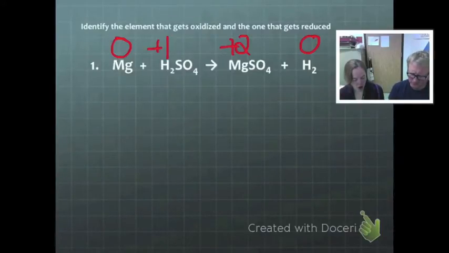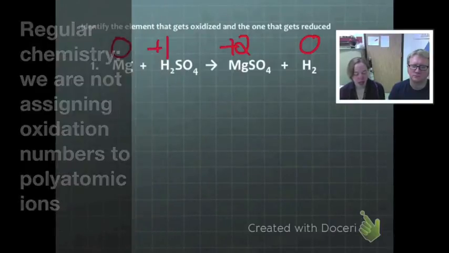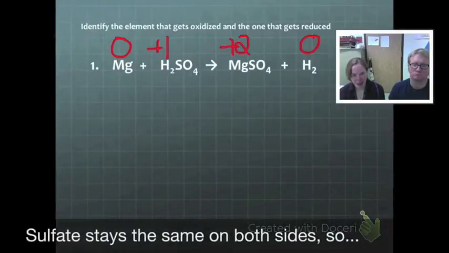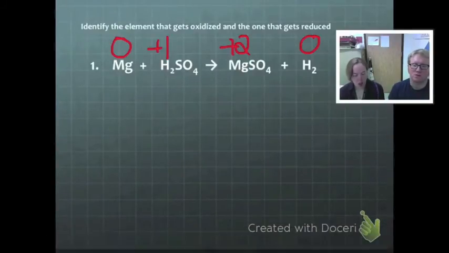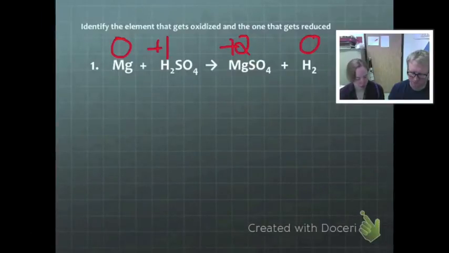And now we've got SO4. For regular, we are not dealing with polyatomic ions. For pre-AP, we will deal with it, but an easy hint for both groups: if you've got any polyatomic ion that stays exactly the same on both sides, nothing in that polyatomic ion has been oxidized or reduced, because if it had, it has to change. So for right now, we're going to ignore our polyatomic ion because it's exactly the same on both sides, so nothing interesting has happened there. Oh, that makes sense. All right, since we can ignore our polyatomic ions, what does that leave us to look at?